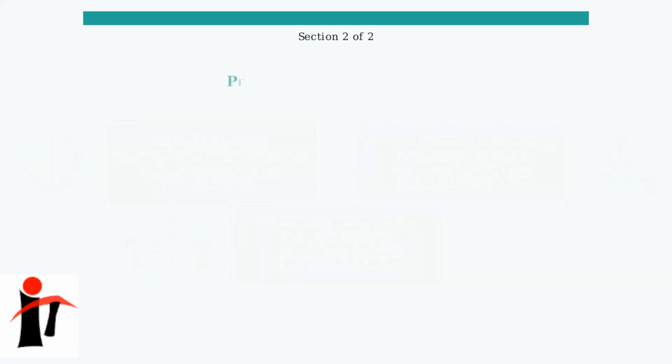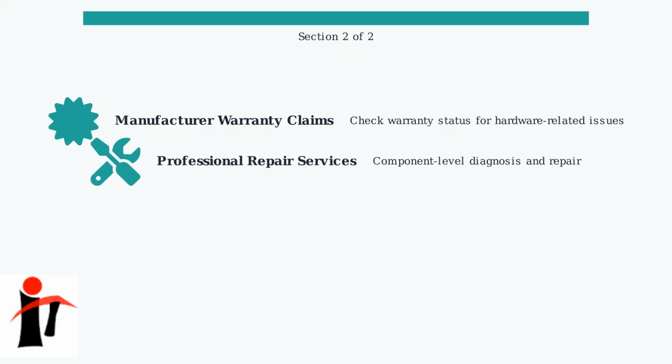When all DIY methods fail, it's time for professional intervention. You have several options depending on your box's warranty status and the severity of the problem. First, check your manufacturer warranty. Many YouView boxes come with 2 to 3 year warranties that cover maintenance mode issues caused by hardware failures. Second, professional repair services can diagnose and fix component-level problems. This is often more cost-effective than buying a new box.